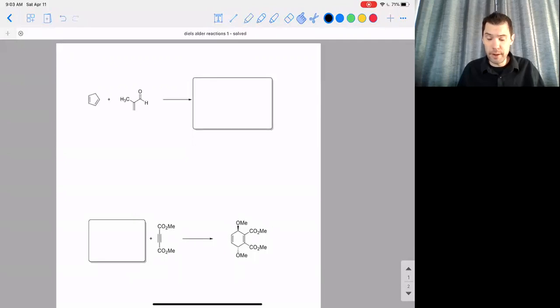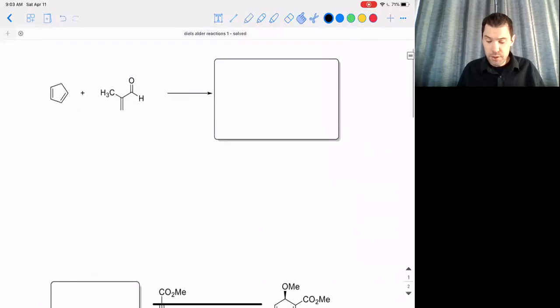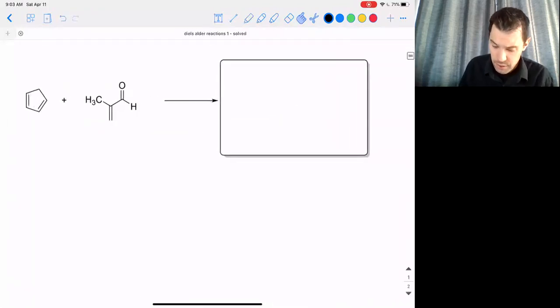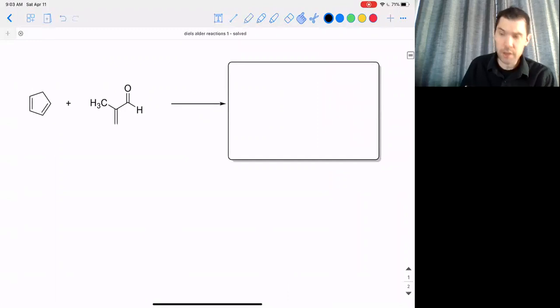All right, hopefully you've had an opportunity to solve these. Let's just review what the Diels Alder reaction is quickly here on the first one. And so the Diels Alder reaction, remember, is a concerted 4+2 cycloaddition. And what that means is all the electrons move at the same time.